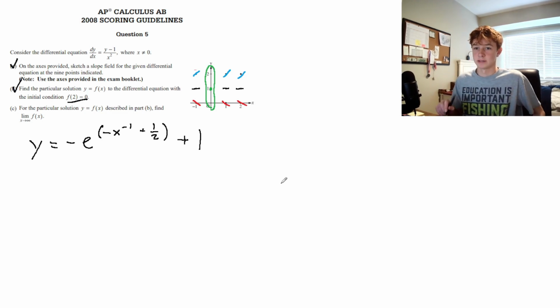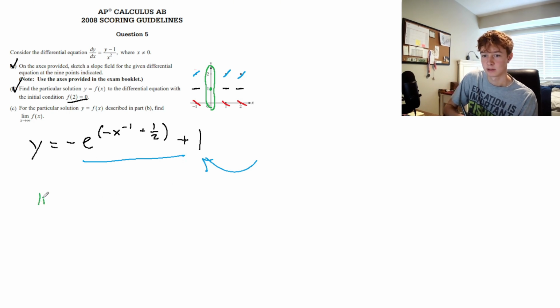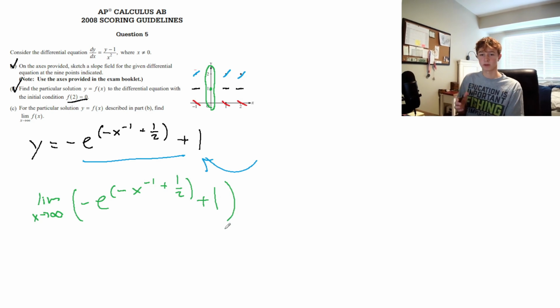Part C is pretty quick, pretty easy. So it tells us for the particular solution, y equals f of x described in part B, which is the equation we found in part B, find the limit as x approaches infinity of f of x. So we can go ahead and write that out. Limit as x approaches infinity of negative e to the power of negative x to the power of negative 1 plus 1/2, plus 1. So what we're going to want to do with this is just plug in infinity for x.